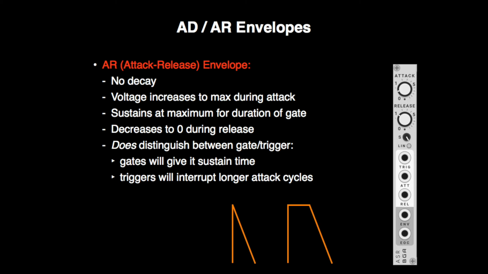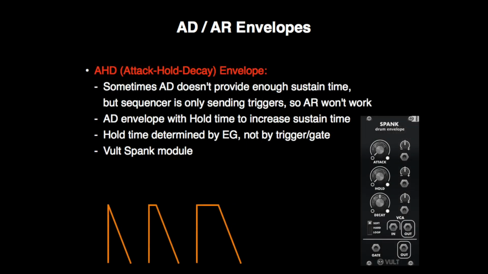So usually an AD envelope is going to be more useful for us because a lot of drum sequencers send triggers instead of gates. So we'll most likely be using ADs instead of ARs, but we'll look at some examples today that use both. The last kind, though, is an AHD envelope, which is an attack decay envelope that has this added hold stage.